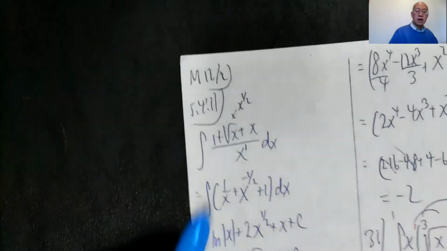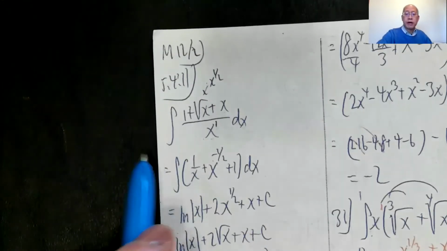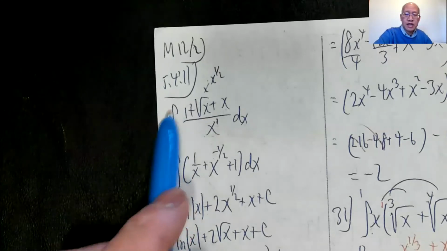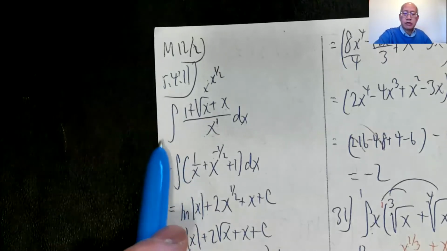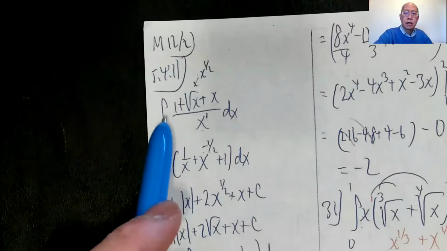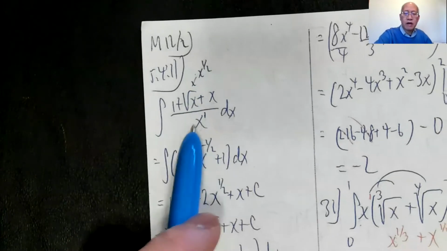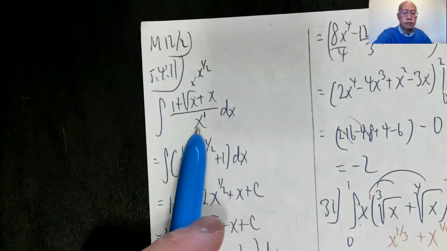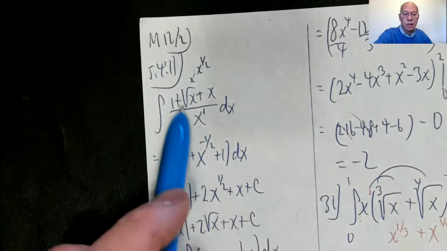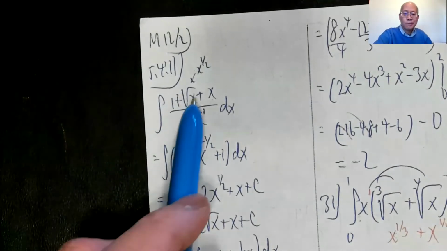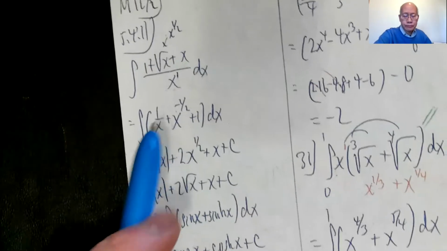And I wanted to go back to 11. I'm jumping back and forth so you can recognize definite versus indefinite integral. So 5.411 is an indefinite integral, which means the answer is blah, blah, blah plus c. Okay, so 1 plus x to the 1/2, square root of x, plus x divided by x to the 1. No quotient rule, just divide. So 1 over x, x to the half divided by x to the 1 is x to the negative half, and x divided by x is 1.